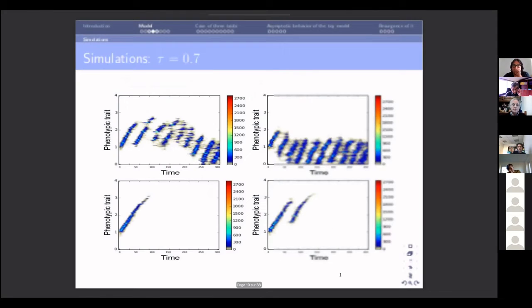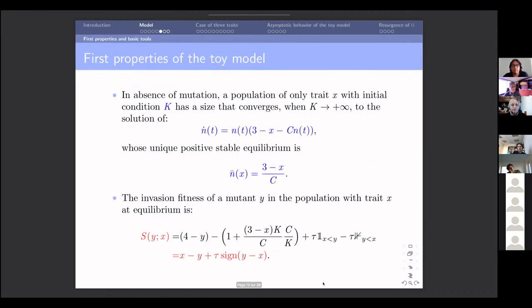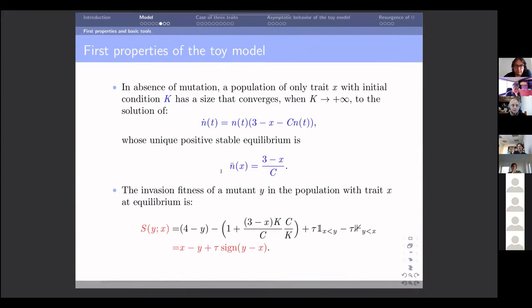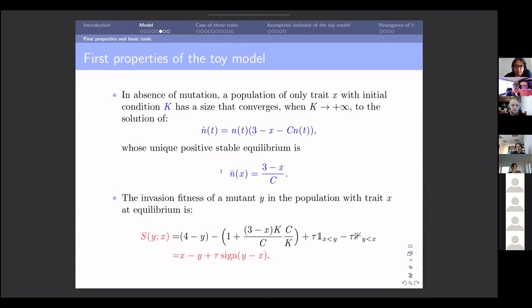Okay, so I need a notation, which is the equilibrium density I just mentioned. For trait 0, it was 3 over C. For trait X, it's going to be 3 minus X over C, because the asymptotic evolution of the density of trait X is governed by this equation, which has n bar X as unique equilibrium.